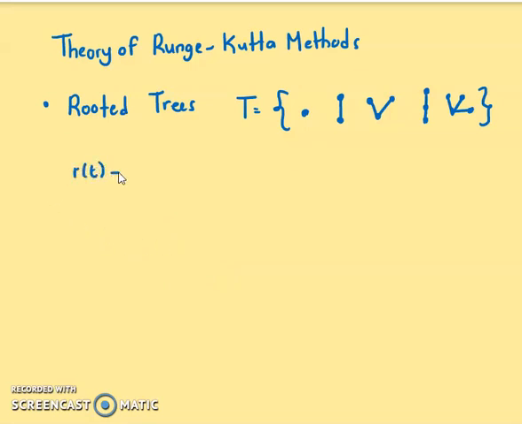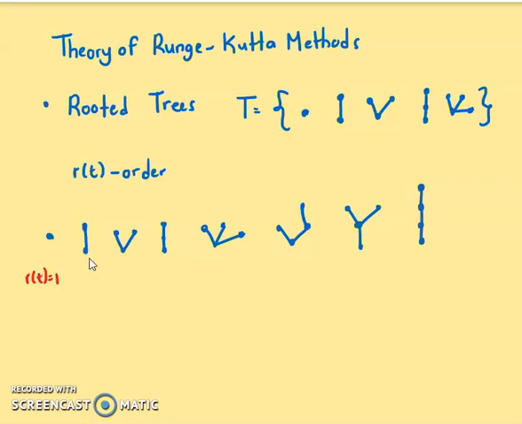Okay? Denoted by r(t). This is the order. So, for example, the trees up to 4 vertices are given by these. Okay, these are all the trees with up to 4 vertices.